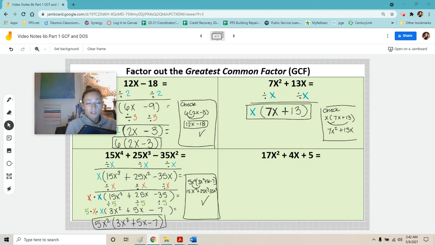So I look at the numbers. 17, that can only be divided by 17. It can be divided by 1, but we really don't count 1. Pulling out a 1 doesn't help anything. 4 can be divided by 4 or 2 and 2. And 5 can be divided by just 5. So they don't have anything that they can share in terms of numbers either. So in this case, we would say there's no greatest common factor. There's nothing that all those parts can get divided by.